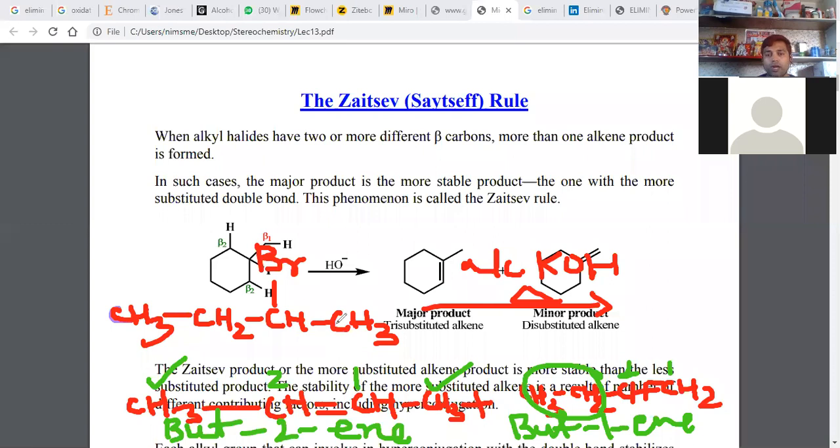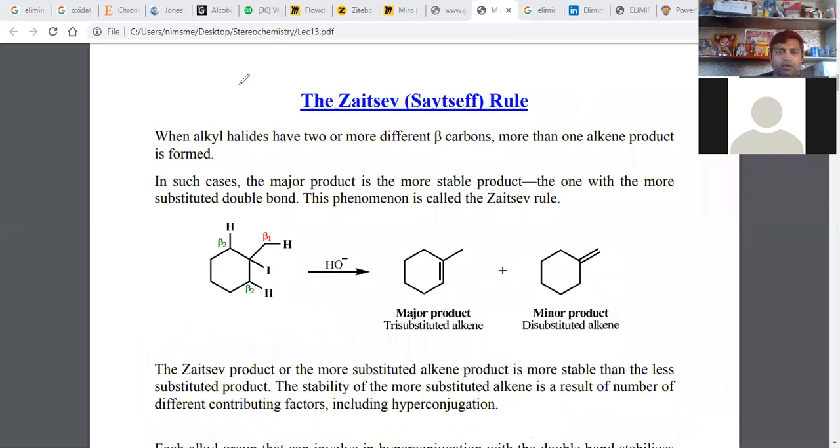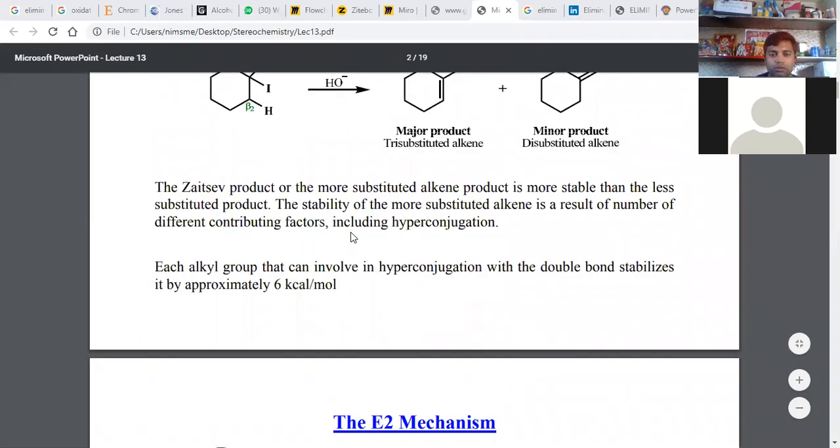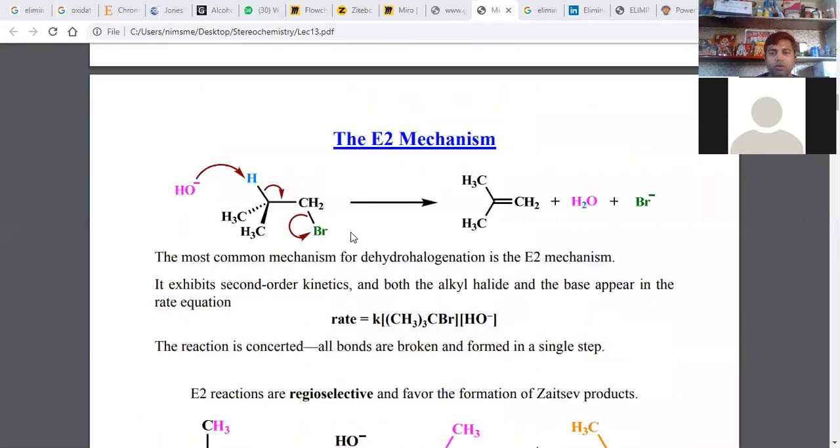So according to the Zaitsev rule, did you understand, Robin, Niharika? Yes, sir. The more substituted alkene will be the major product. Understood? Okay, so we'll move to another segment now.